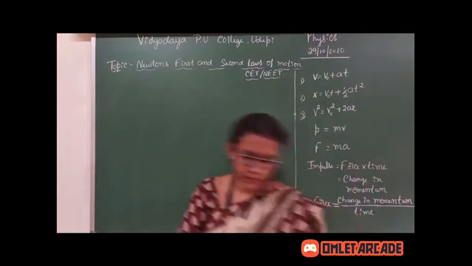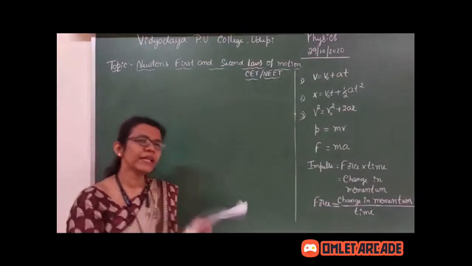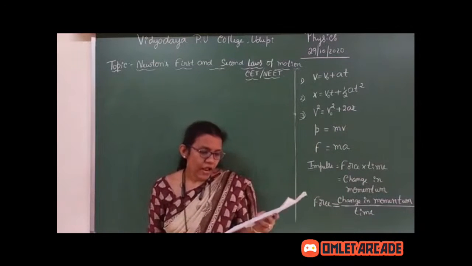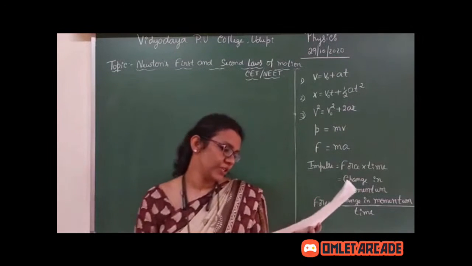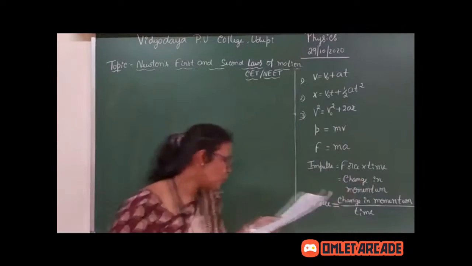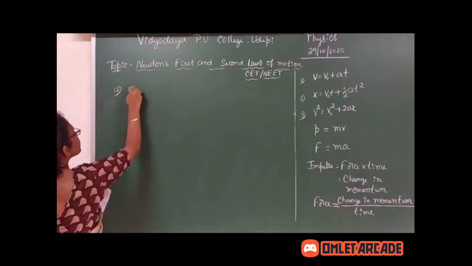The next one, question number 12. Two balls, each of mass 60 gram, moving in opposite direction with a speed of 4 meter per second, collide and rebound with the same speed. The change in the momentum of each ball will be. So what is given? Two balls, each of mass.